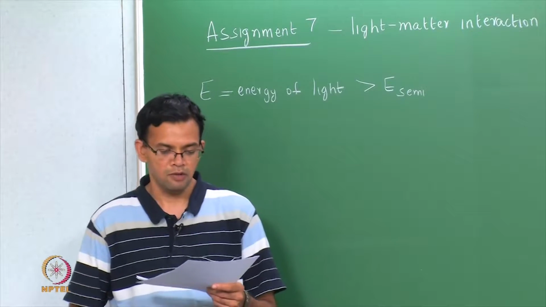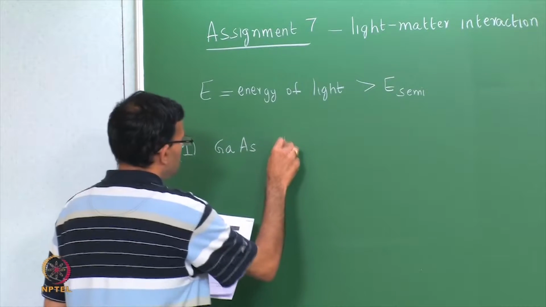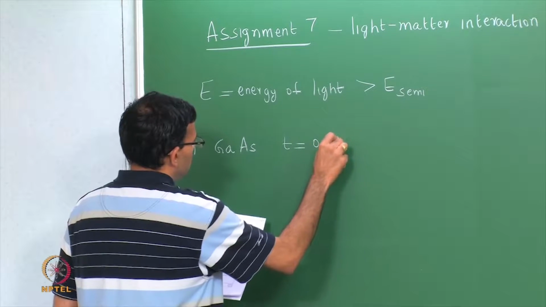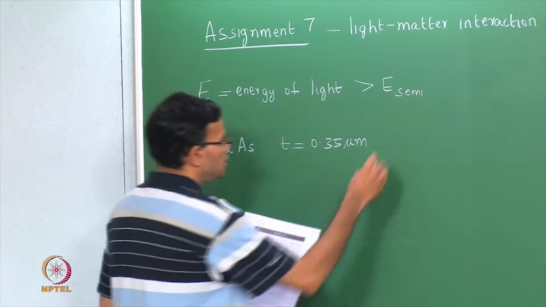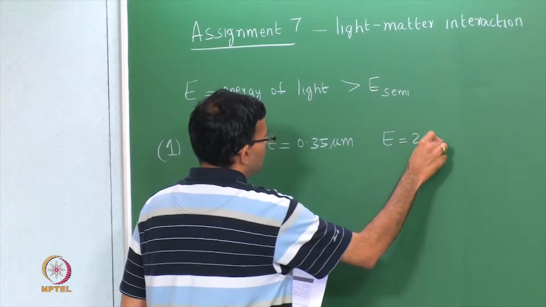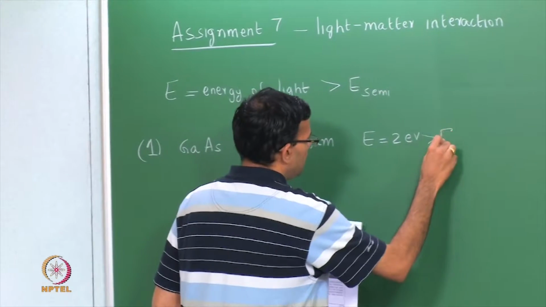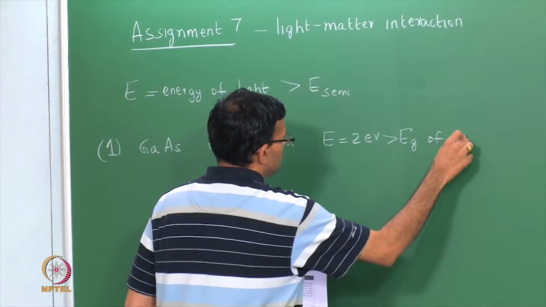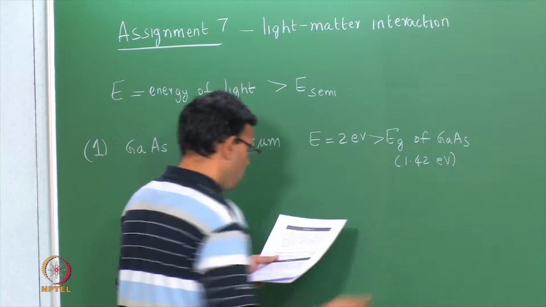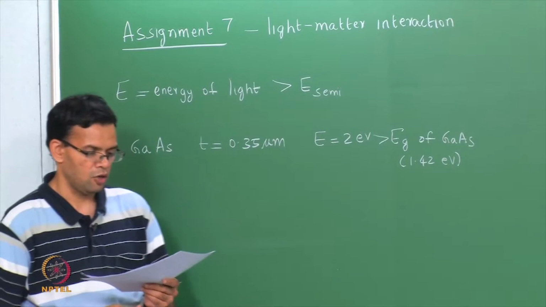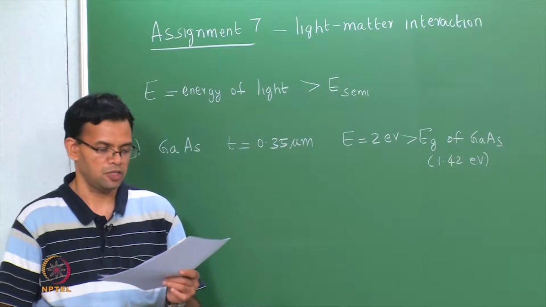We have a sample of gallium arsenide which is 0.35 micrometers thick. It is illuminated with a light source and the energy is given. Energy E is 2 electron volts. This is greater than the band gap of gallium arsenide, Eg, which is 1.42 electron volts. Determine the percentage of light absorbed through the sample, and we want to repeat the same calculation for silicon.